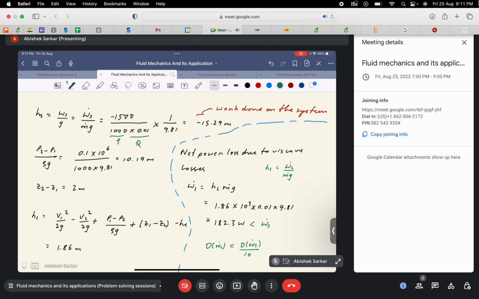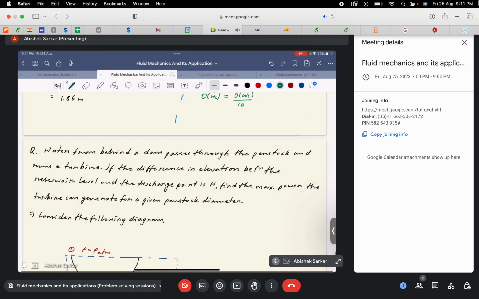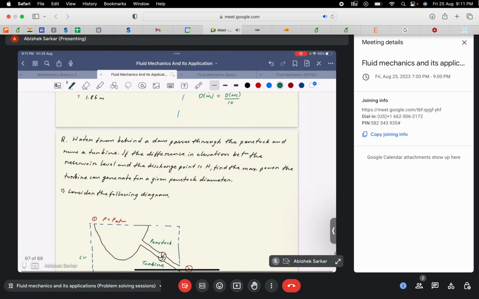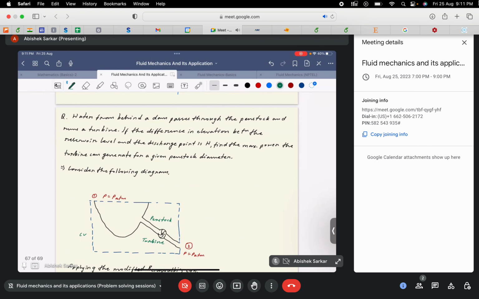Similar to that, now we take a question on a turbine. So we look at this question. Water from behind the dam passes through the penstock and runs a turbine. If the difference in elevation between the reservoir level and the discharge point is h, find the maximum power the turbine can generate for a given penstock diameter.